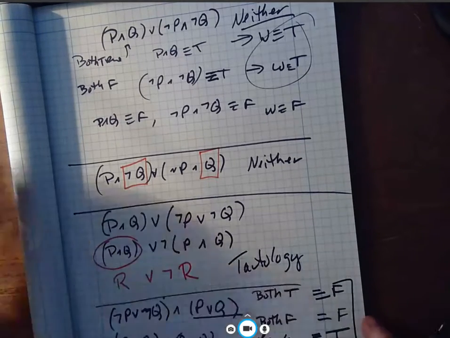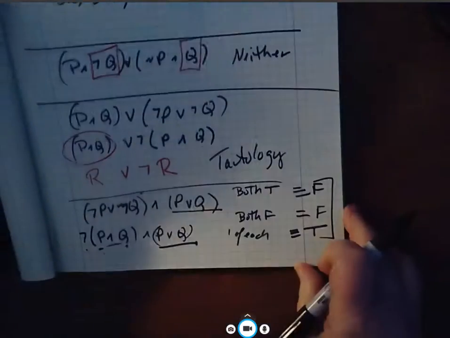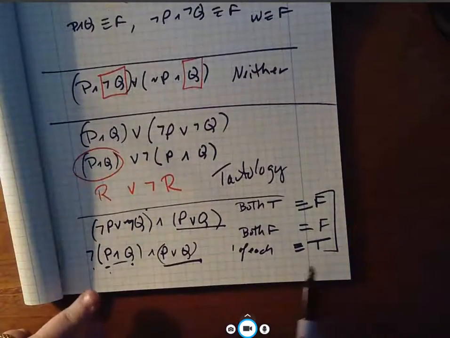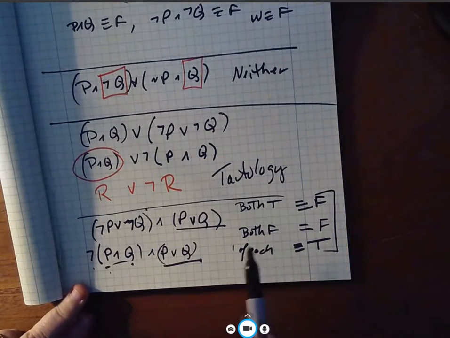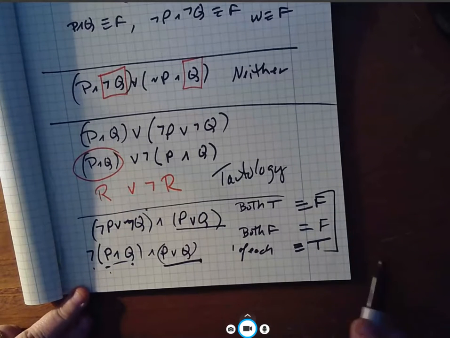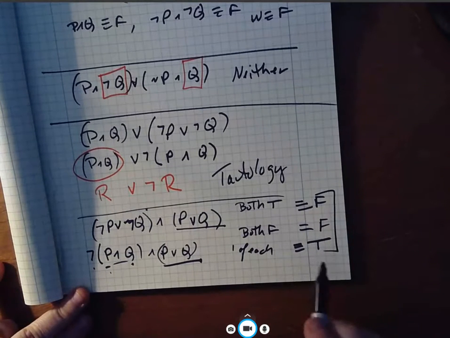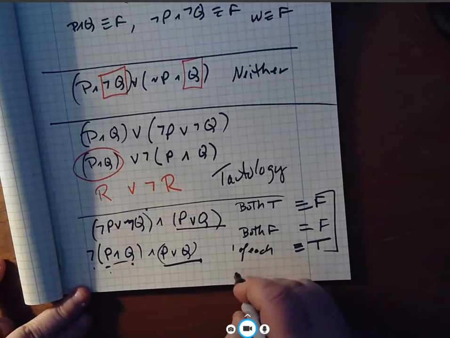So I went off the page for all that. I should look up now and then. So if they're both true, the whole thing is false. If they're both false, the whole thing is false. If I've got one of each, then it's true. So this is, again, a neither.